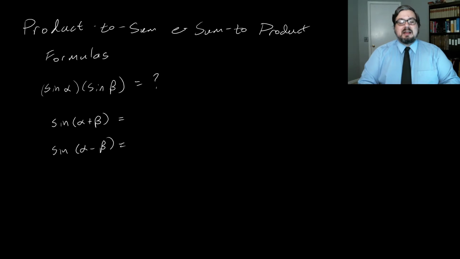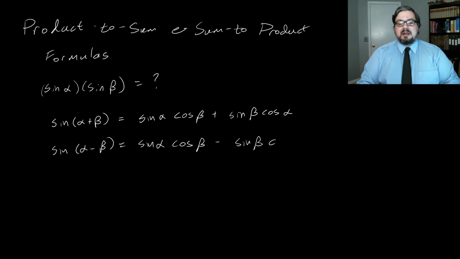If we look at sine of alpha plus beta, we know that this is sine of alpha times cosine of beta plus sine of beta times cosine of alpha. And we know that if we take sine of alpha minus beta, that's going to give us sine of alpha cosine of beta minus sine of beta cosine of alpha. These are our standard formulas for sine of a sum or difference.